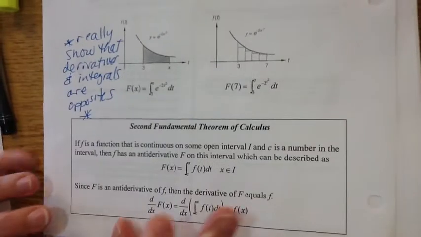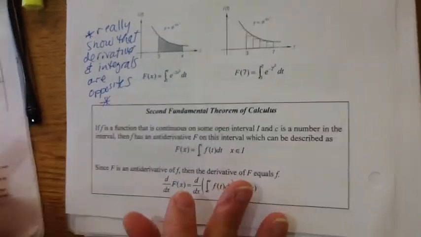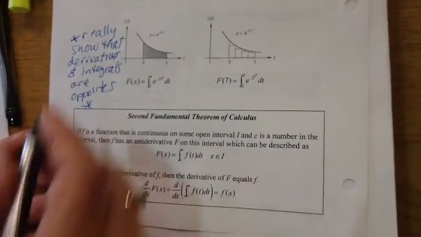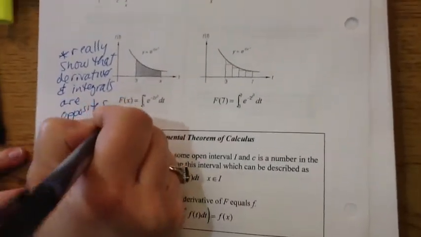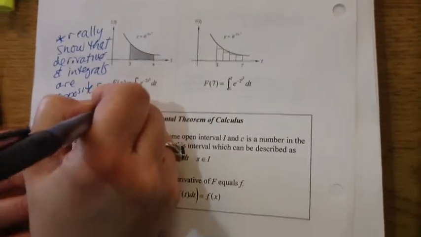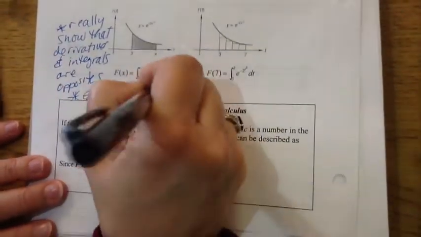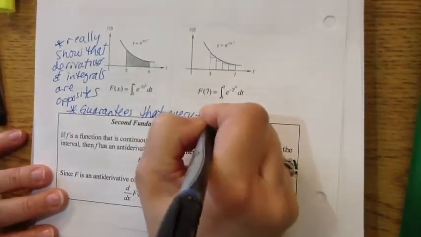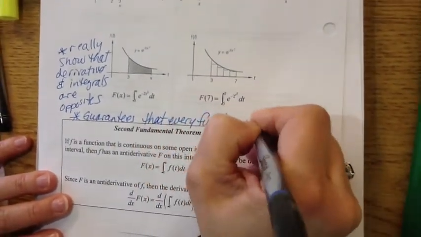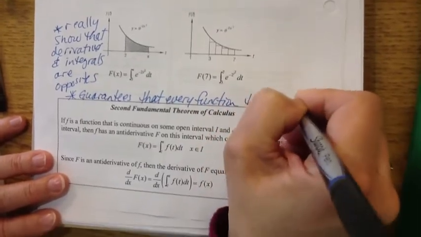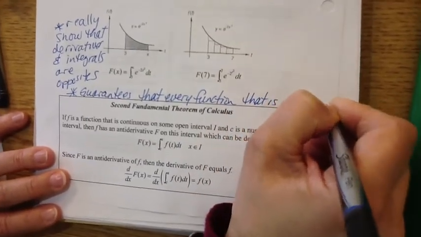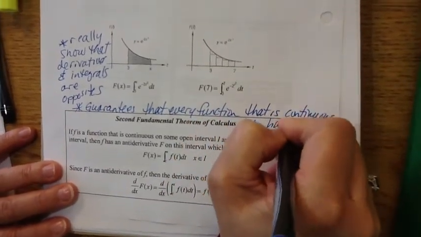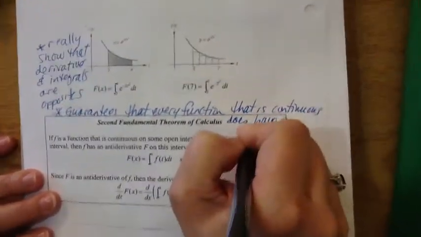Now what this theorem is going to tell you is that it guarantees that every function that is continuous has an antiderivative. So let me write this down. Guarantees that every function that is continuous does have an antiderivative.